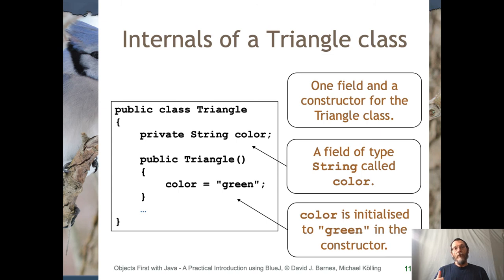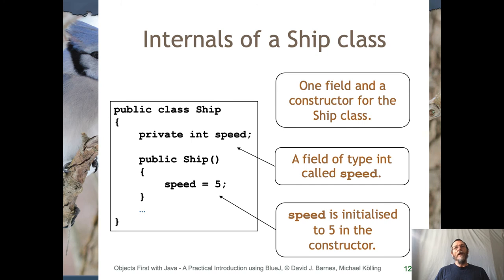So we've got a field, we've got a constructor inside the triangle class. Let's look at those same things in a different class, in the ship class. And again, I want you to observe and think about the similarities and the differences so that you can then imitate that when writing your own classes. So here are some simple internals of a ship class.